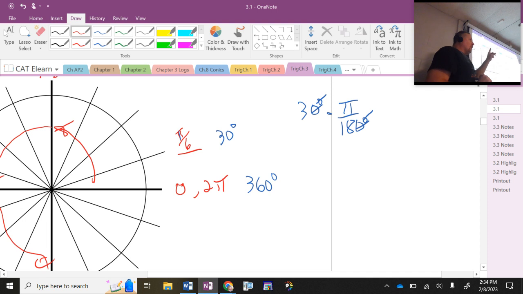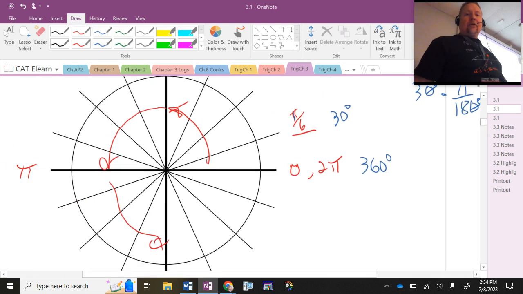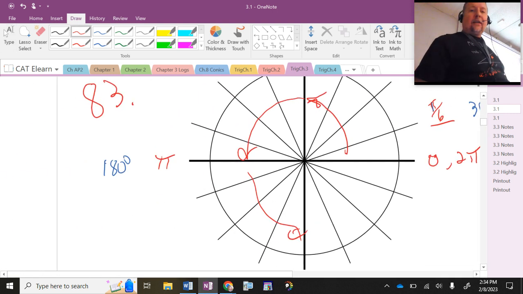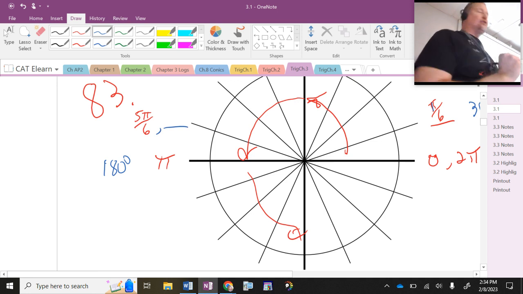I'm going to do one more of these, and then the Math 2 honors and the Math 3 honors will remember this, or already do. I'm going to go over to this angle measure right here, and this is given: 5 pi over 6, and they want you to find the degree measure.